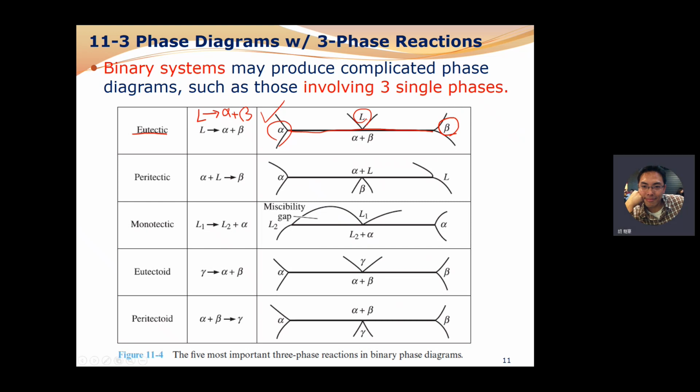Okay, so which point is the eutectic reaction? Could you indicate? Could you point it out from this figure? Let's mention that these are figures 1, 2, 3, 4, 5. So from the first figure, can you point out which point, or which composition, is the eutectic reaction?